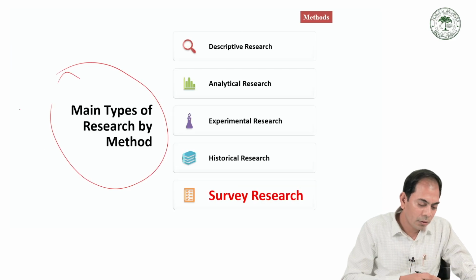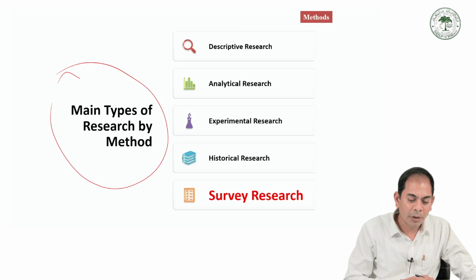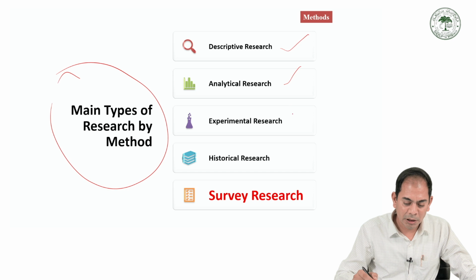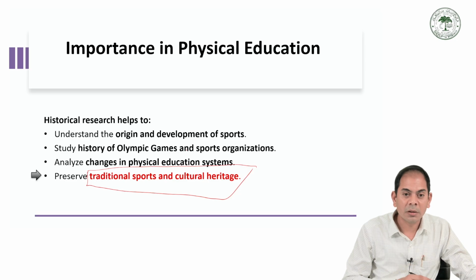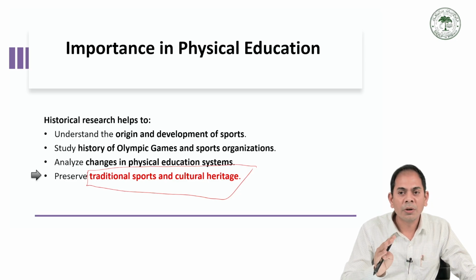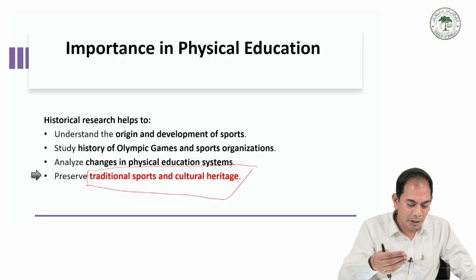The main types of research by method are descriptive research, analytical research, experimental research and historical research. These were discussed recently. The important thing is that historical research plays an important role in preserving the traditions of sports and cultural heritage. So thank you very much, my dear learners. Here we complete historical research.